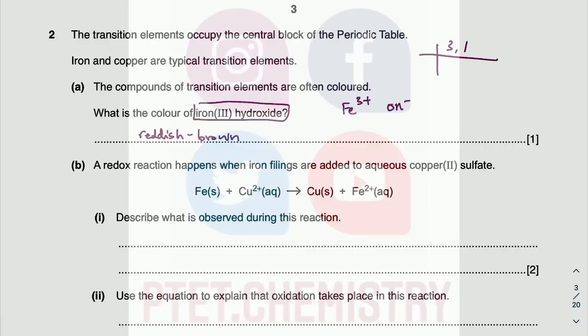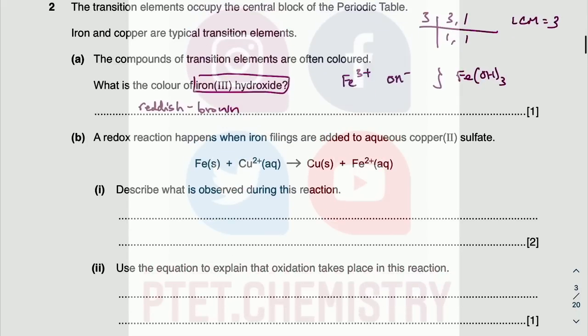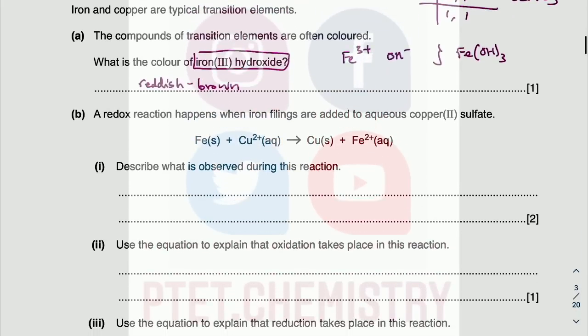When you do the LCM of the charges, the 3 and the 1, you realize that the LCM tells you it's just 3. Therefore, I need 1 of the iron 3, I need 3 of the hydroxide, because 3 times minus 1 gives you minus 3 to balance out the plus 3 charge. All this is valid as a result of lowest common multiple, something you have done in primary school, I hope.